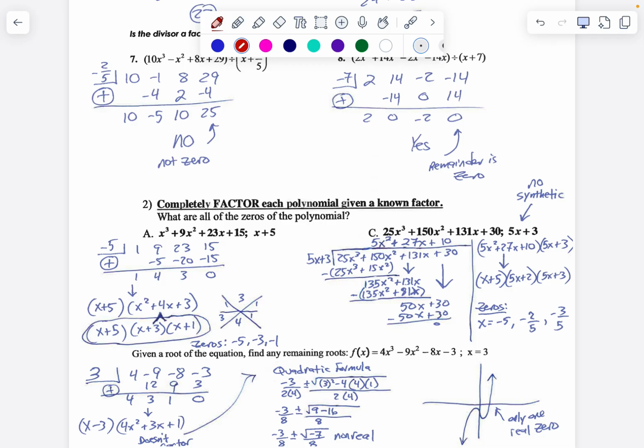Hey, real quick reminder, since I haven't brought this up in a couple days. When can you use synthetic division? If it's just x, right? X plus or x minus. Otherwise, no.